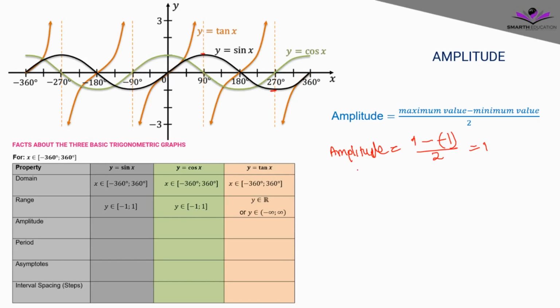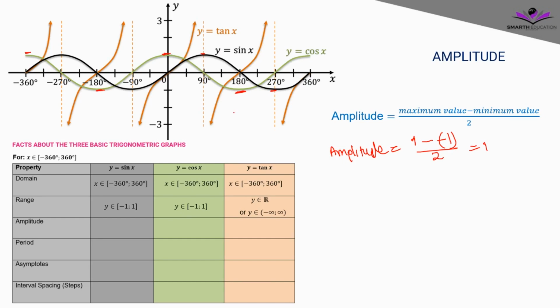For y is equal to cos x, same thing, because the maximum is 1 and the minimum is negative 1. So the maximum is 1, the minimum is negative 1. So you say 1 minus negative 1, which is 2, and then divided by 2, you get 1.